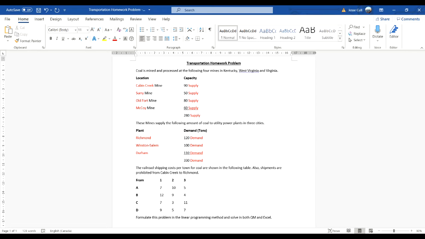So what we're going to do now is we're going to look down. The railroad shipping costs per ton for coal are shown in the following table. Shipments are prohibited from Cabin Creek to Richmond. This is a key point that we saw in the last session's question. If something is prohibited, we have to find a way to make that impossible for the computer to interpret.